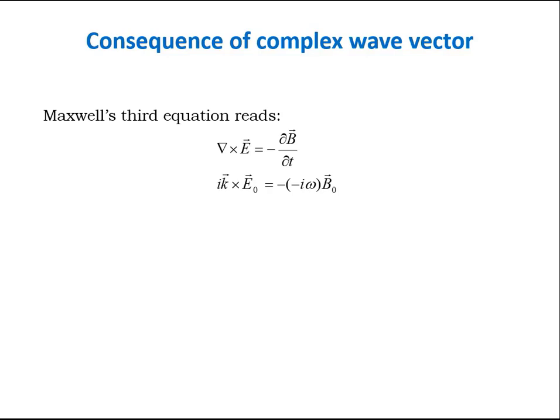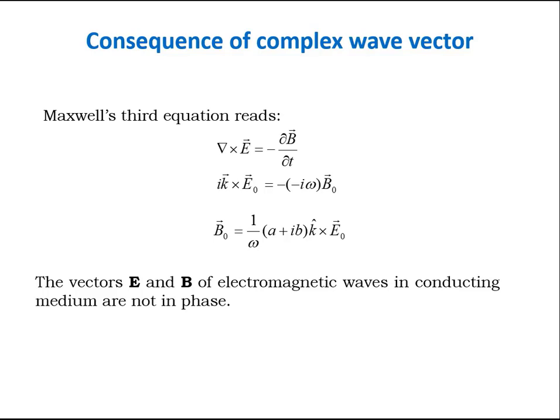Maxwell's third equation reads del cross E equal to minus del B over del t. This can be solved by simply replacing the del operator by iota k and the differential operator with respect to time by minus iota omega. So this gives B equal to (a plus iota b) k unit vector divided by omega, cross E vector. Because this equation contains a complex quantity, there is a phase lag between B and E.